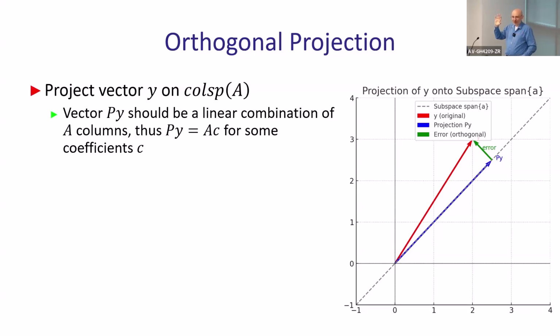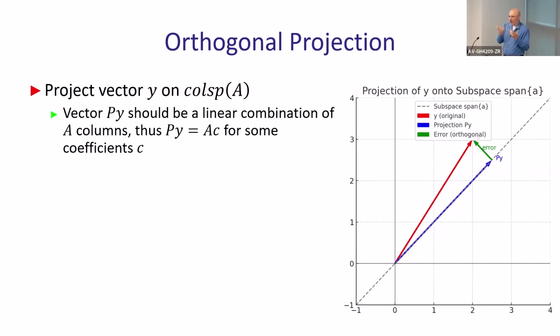Is it clear so far what I'm doing here? I'm just writing a generic combination of the columns of A as A times C. This is a linear combination of the columns of A, practically speaking. It will be that for a particular given C, but I don't know what that C is so far. I want to find P such that if I multiply it by y, which will do that projection, I will be able to describe that vector as a linear combination of the columns of A. This is the overall idea of where I'm going.